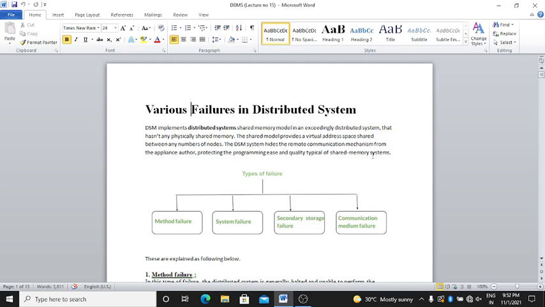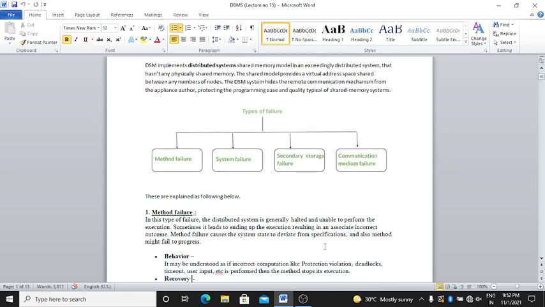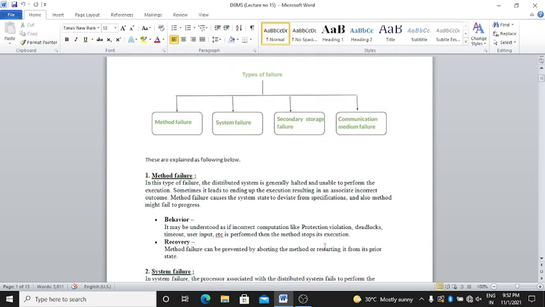of shared memory systems. Okay, types of failure. There are four types of failure. First one is method failure. Second one is system failure. Third one is secondary storage failure. And the next one is communication medium failure. These are explained as follows.